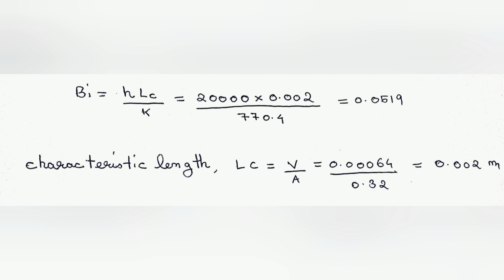We know the conductivity of aluminum as 240 watt per meter degree Celsius. Here we know that h is given in the unit kilojoule per meter square hour degree Celsius, so we have to convert it into kilojoule per hour. So the value of k becomes 770.5 kilojoule per meter hour degree Celsius.